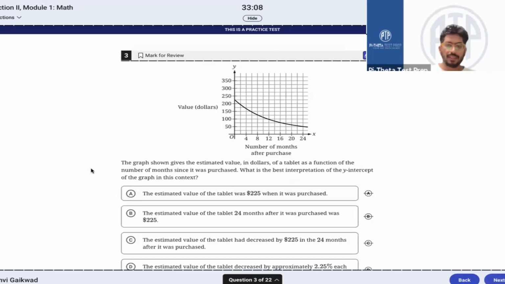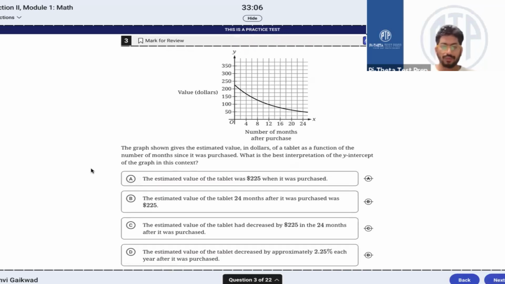Okay, what is question number 3 telling you? The graph shows you, always remember the graphical questions are very, very easy. The moment you see the graph, you should understand they're asking you just the y-intercept of the graph, right? What is the y-intercept? The y-intercept is very clearly mentioned here. The y-intercept is here, that is nothing but 225, and they're telling you the estimated value of the tablet was 225 when it was purchased, correct? So this is our important option.